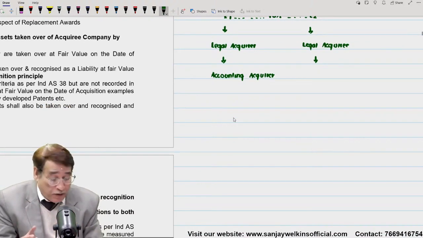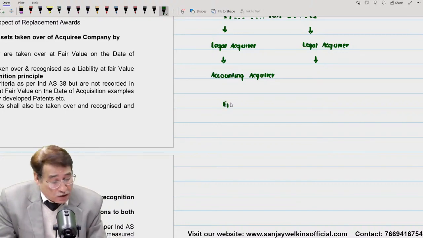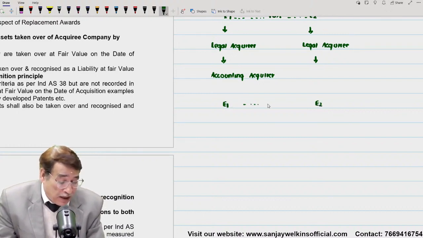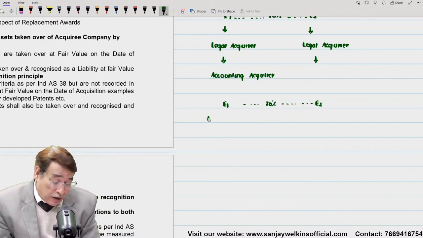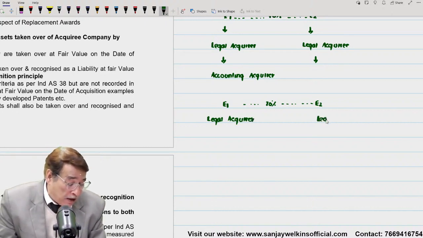But under rare circumstances, it may happen. What may happen? See here. Under rare circumstances, such a sort of position could unfold. For example, E1 has taken 70% of the stakes of E2. And no doubt about that, E1 is the legal acquirer. Correct? From the perspective of the law, we may say that E1 is the legal acquirer. No doubt about that. And E2 will be considered as the legal acquiree.